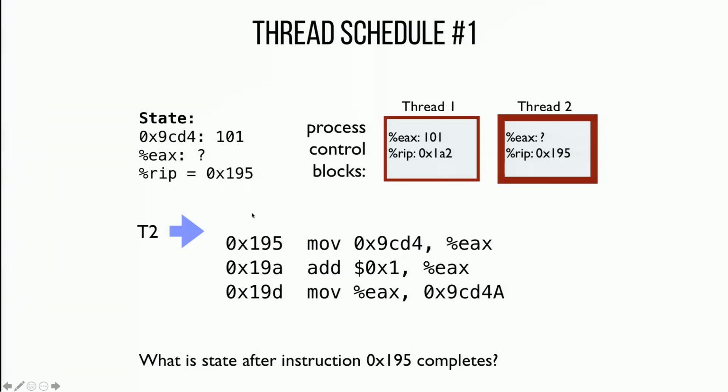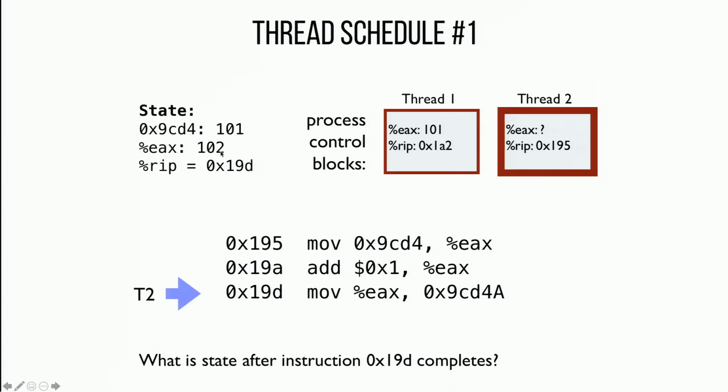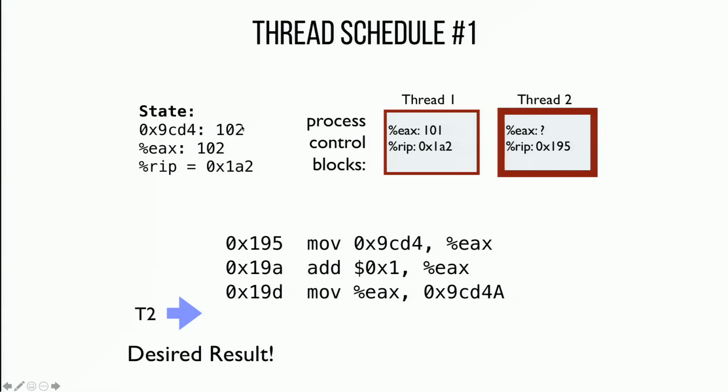Okay, so now we're going to keep running, and now we're fetching the instruction here for thread 2. It does its work. It moves the value that was in the balance variable, which was 101, into the register. It increments the register to 102. And then it moves that back to the shared variable so that 102 lives there. So at the end of 2 iterations in this case, balance holds our desired result of 102. So that worked.